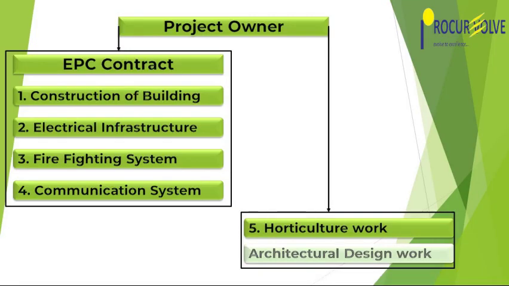Now, there can be a scenario where the owner company does certain works directly. Let us take an example: the architectural work is being taken care of by the project development organization directly with some other contractor. So in that case also, the contract awarded to the contractor for the 4 subsystems remains the EPC contract.